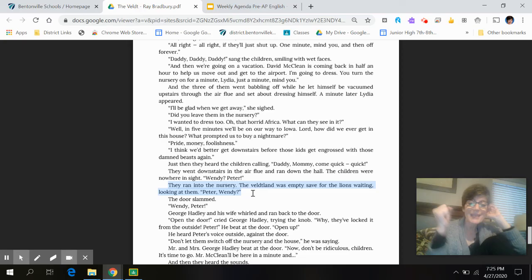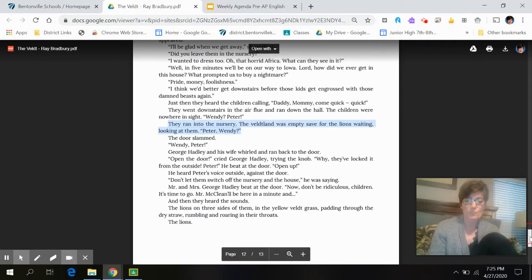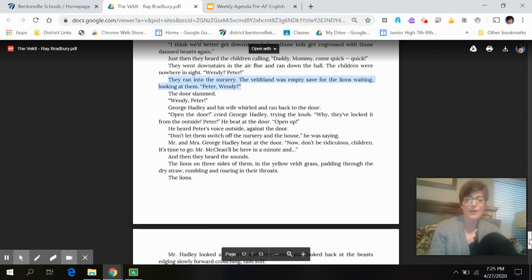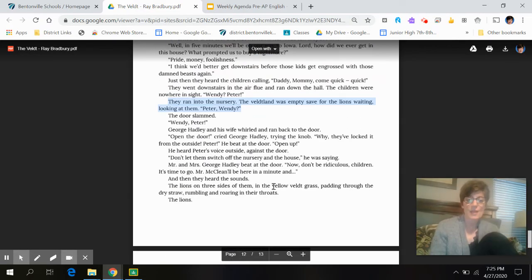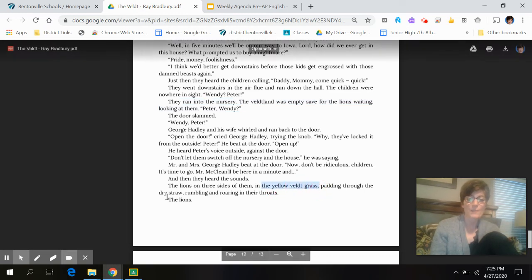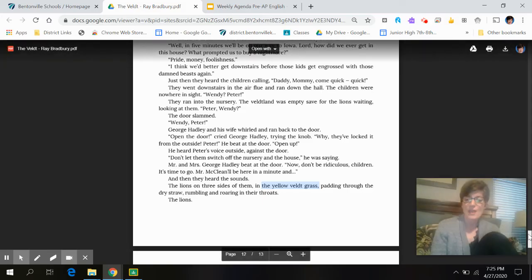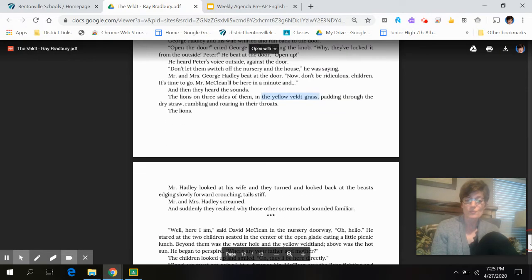So the parents are banging on the door, "Let us out, let us out." And again, they hear Peter say, "Don't let them turn off the house." And so they realize that they've actually been locked in there. And all of a sudden, the lions come towards them. We have the foreshadowing of the yellow veldt grass, all the ominousness of the rumbling, roaring of the lions. And obviously that single fragment there makes it seem very intimidating that the lions are approaching them.